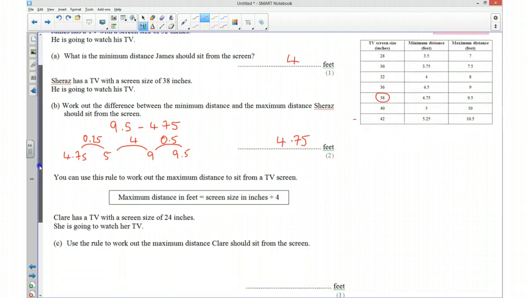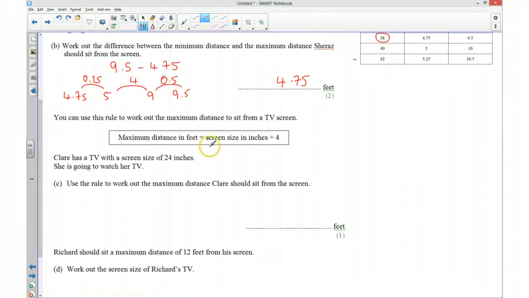Okay, and then it says you can use this rule to work out the maximum distance to sit from a TV screen. So Claire's TV is 24 inches and we want to work out the maximum distance Claire should sit. Well, if her screen is 24 inches, we can work out the maximum distance by doing 24 divided by 4. To divide by 4 we can half it and half it again, so half of 24 is 12 and half it again we get 6, so that's going to be 6 feet.